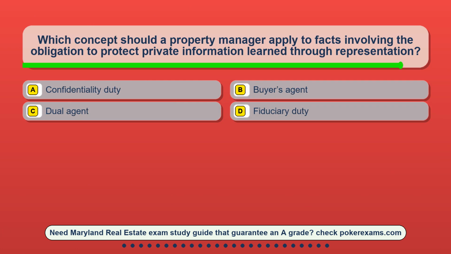Question 5. Which concept should a property manager apply to facts involving the obligation to protect private information learned through representation? Option A, confidentiality duty. Option B, buyer's agent. Option C, dual agent. Option D, fiduciary duty.